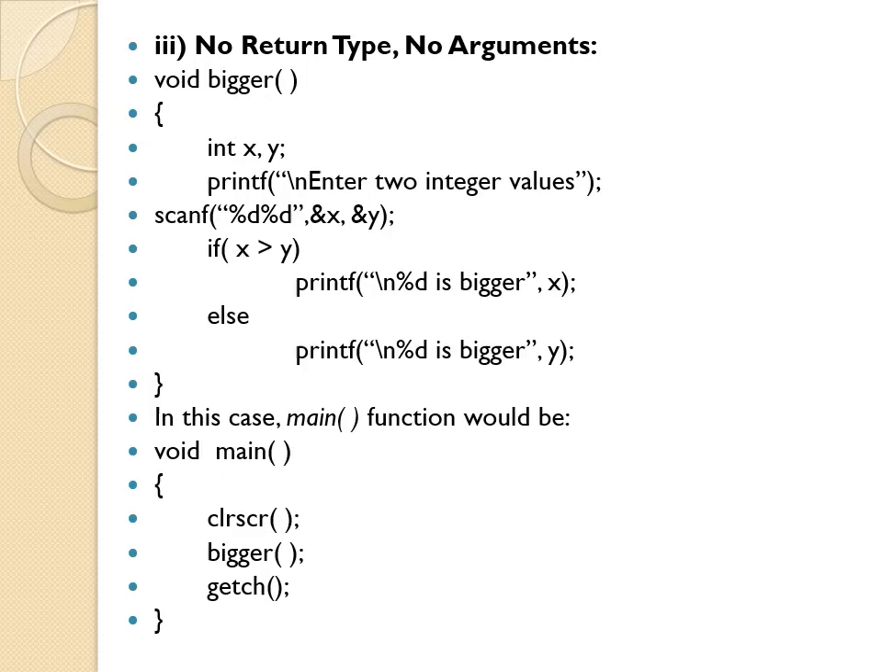Another model is no return type, no arguments. This function doesn't return anything, that is void, and it does not take any argument. So we declare variables inside bigger, we read the values for bigger, we identify which is the bigger among the x and y values, and display the bigger value in the bigger function itself. If you observe, the main function has very little work because all the work is carried out by the bigger function itself. Now here we will be calling only bigger.